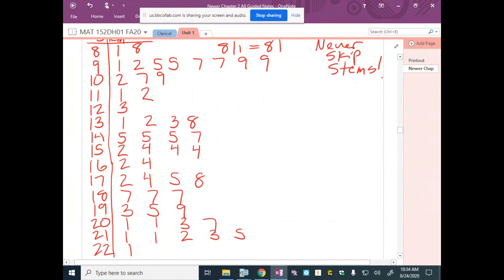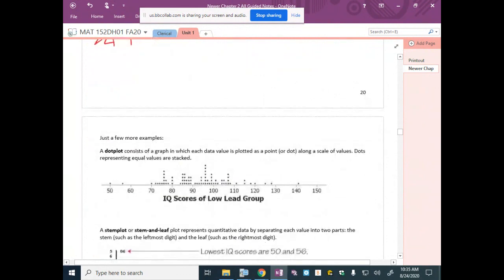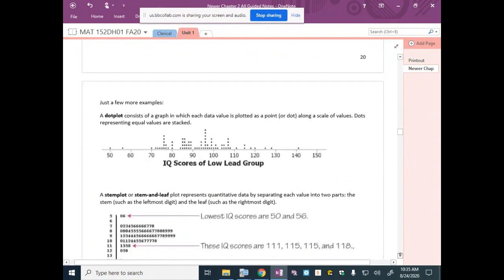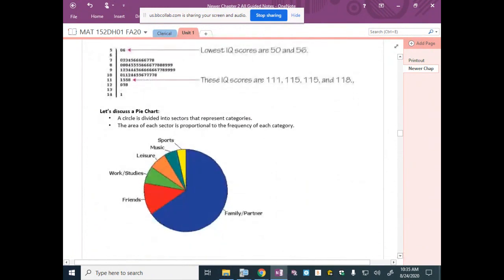All right, so that, my friends, is how we do stem and leaf plots. Any more questions about these? All right, we'll move on. Yeah, just another example of a dot plot, more stem plot, pie charts.